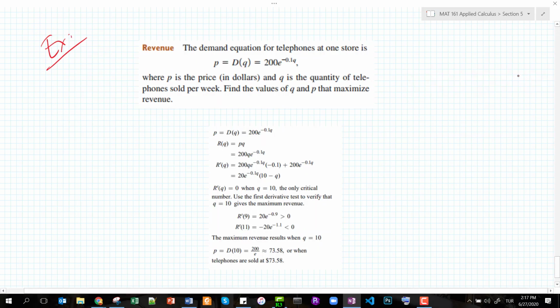Second example is from the market. Let's say you sell telephones and you know the demand function in the market. To calculate the revenue, you need to multiply the demand by the price. This is my revenue function. If I multiply the demand by the price, this is going to be my revenue function.